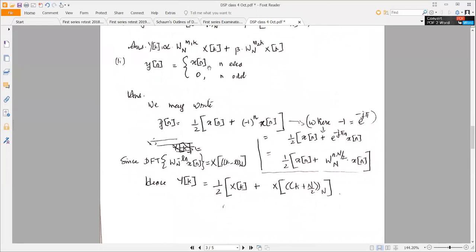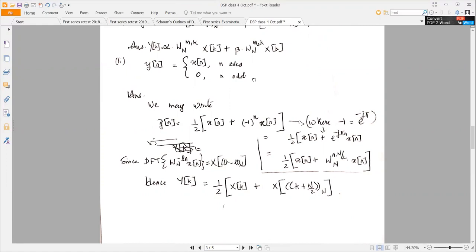Y of n is equal to x of n for n even, and y of n is equal to 0 for n odd. So now you are taking the even samples of x of n, but you have zeros in between the even samples. Where you had the odd samples, now you have zeros. So you are not exactly downsampling the sequence x of n. You have the same number of samples.